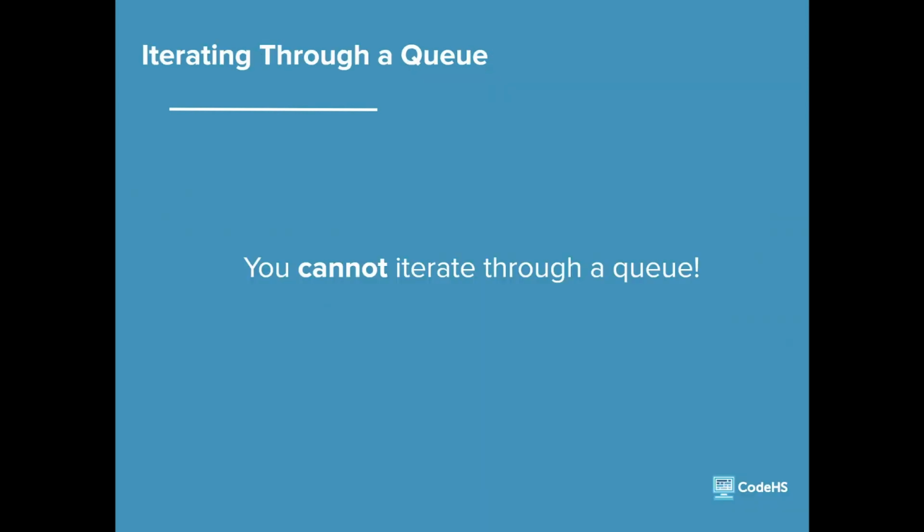As was the case with stacks, queues are not a data structure to use if you want to iterate through the entire list. Values in a queue cannot be accessed via an index value, and you do not have access to any value in the middle of the queue.